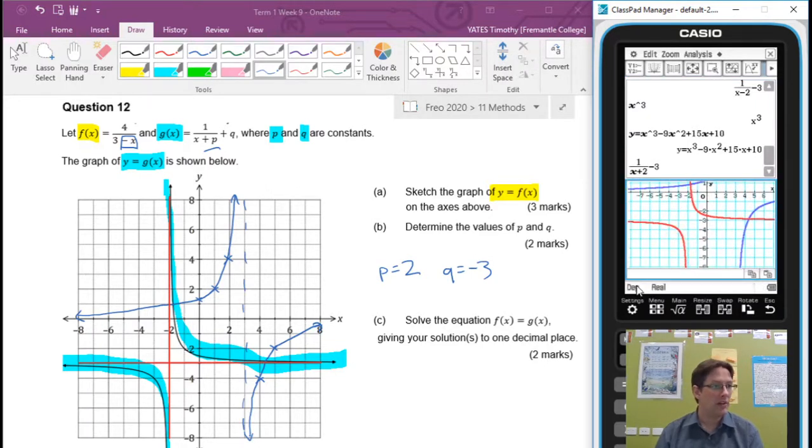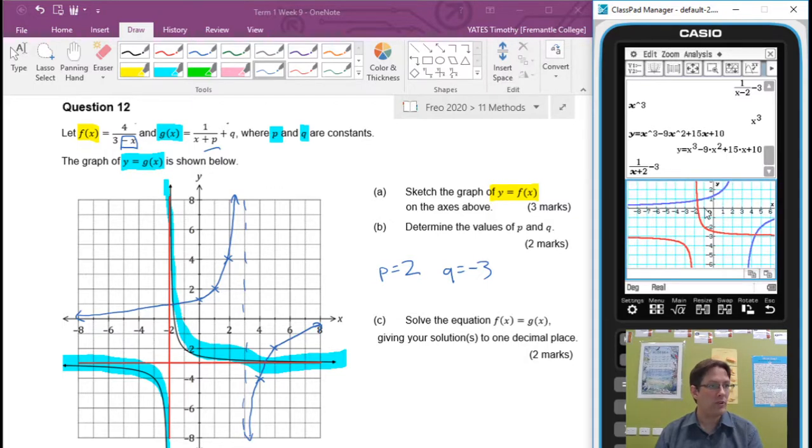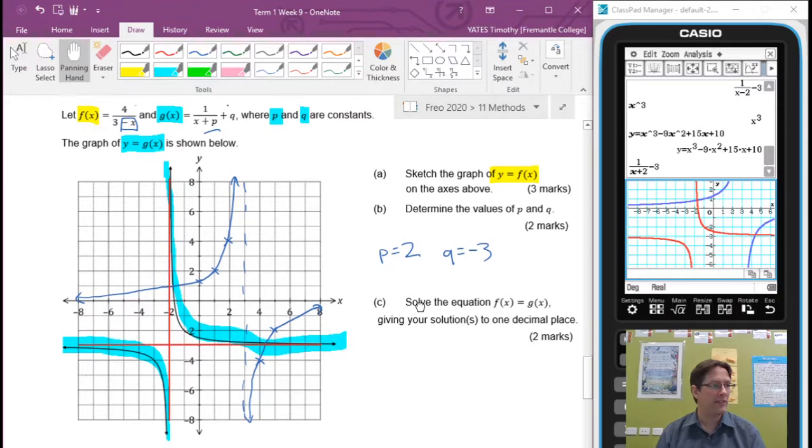Does it match what I've got? Yes, it does. It looks like it intersects between 4 and 5 there, and it intersects between -2 and -1 on this side. Even if my sketch isn't perfect, it's good enough. So I can be fairly confident that P is 2 and Q is -3. You can always use your calculator to sketch these if you want.